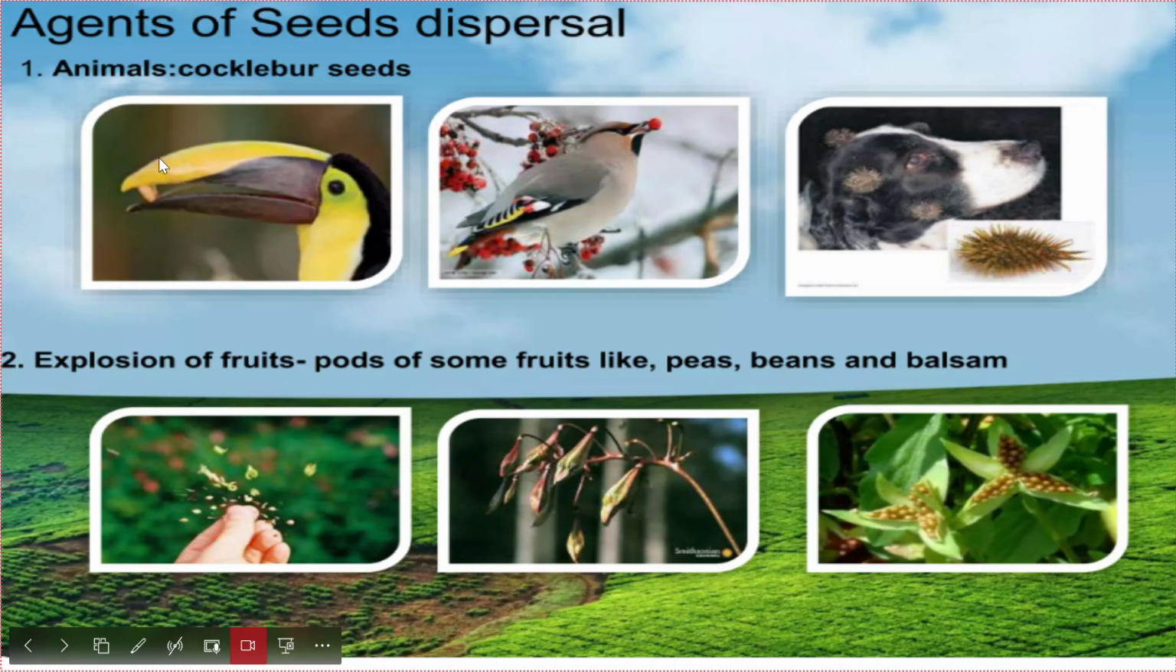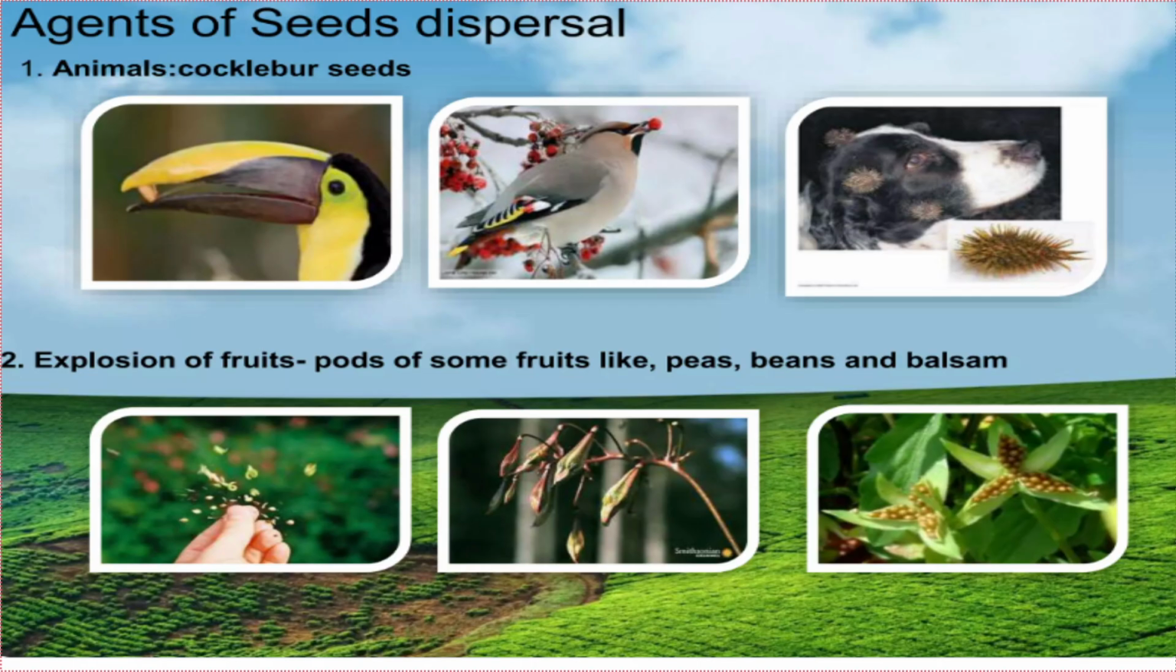Now, animals. Basically, animals have two types. First, the animals eat fruit like berries. They throw the seed out, or if they swallow it, they drop them in their droppings.